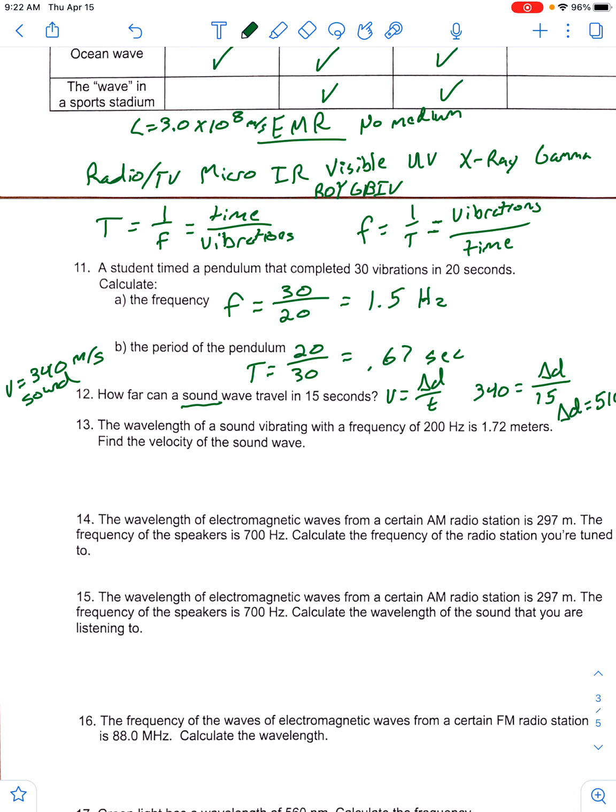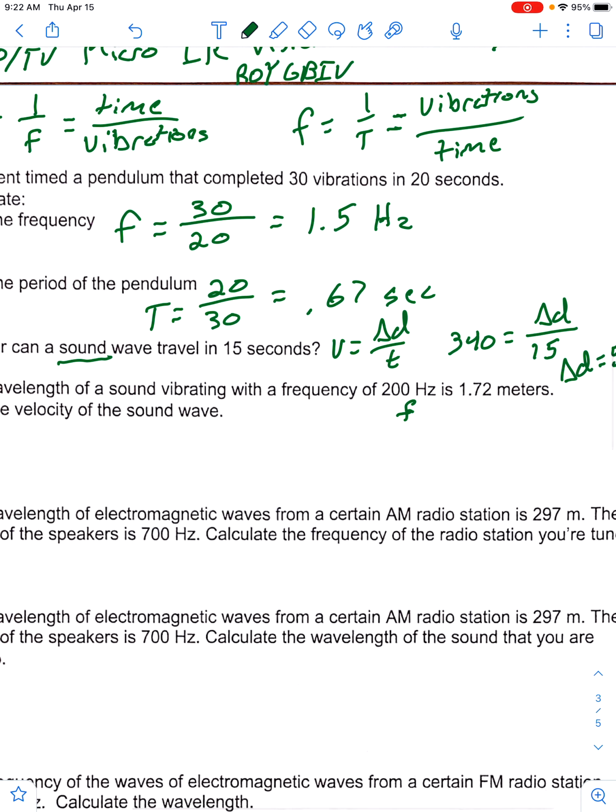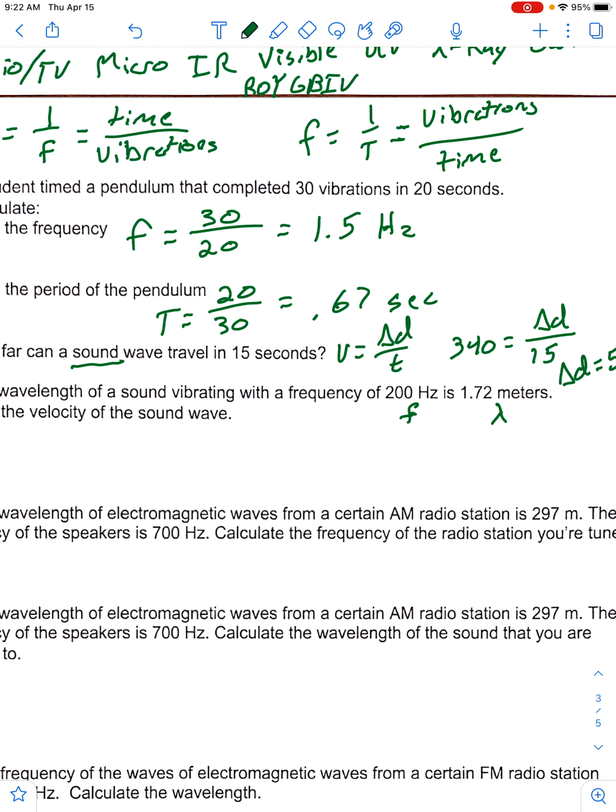Okay, 13. The wavelength of a sound vibrating. I'm doing sound with a frequency of 200 hertz, so my frequency is right here, and I have a wavelength of 1.72 meters. I'm in hertz and I'm in meters, so everything's good. You have to be in hertz and you have to be in meters. So if I want to find the velocity, remember we have that equation: velocity equals frequency times wavelength.